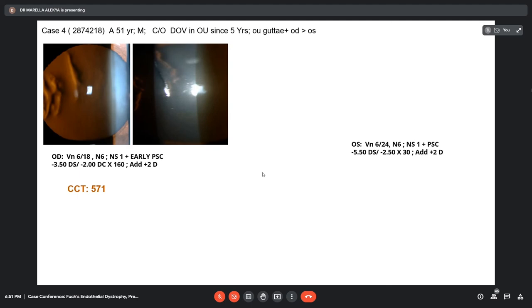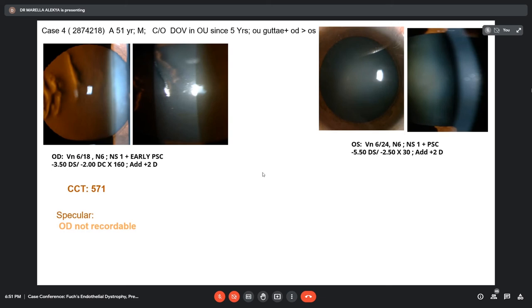Left eye, vision is 6/24 N6 with minus 2.50 diopter cylinder. Central corneal thickness is 610 microns, and endothelial cell density is 2,458 cells per square mm, hexagonality is 30%, CV is 51, and the patient was advised combined surgery in both eyes. But the patient was anxious about corneal intervention and wanted cataract surgery alone in the left eye. As specular counts were good in the left eye, they proceeded with left eye cataract surgery. The post-op risk of corneal edema and need for DMEK later was explained to the patient, but the patient wanted cataract surgery alone.